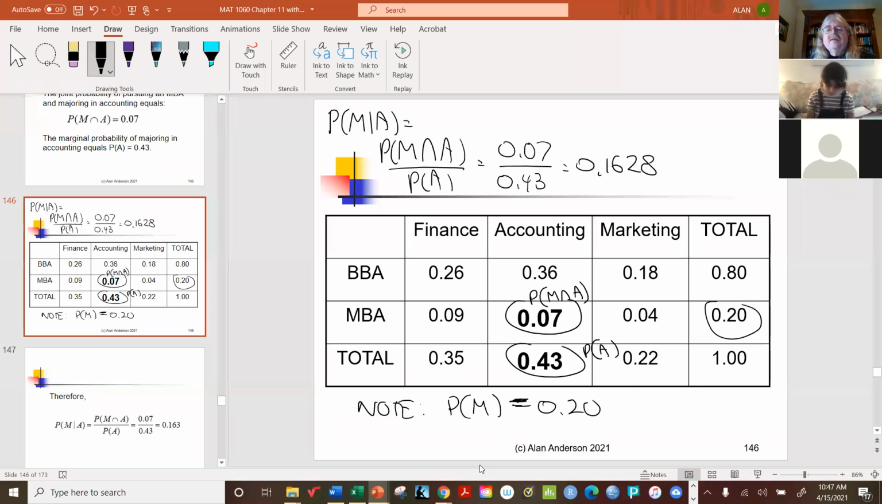And once again, at the bottom, I've also noted that the unconditional probability of M is 0.20, and they're different from each other because the proportion of students who are studying accounting is different between the MBAs and the bachelor's degrees.